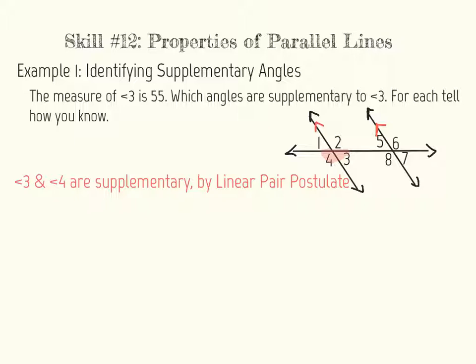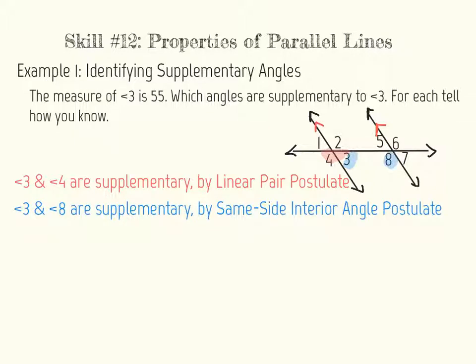Okay, now another one that we could say is 3 and 8 are supplementary. So we would say angle 3 and angle 8 are supplementary by the same side interior angle postulate, because those two angles are supplementary by the postulate.